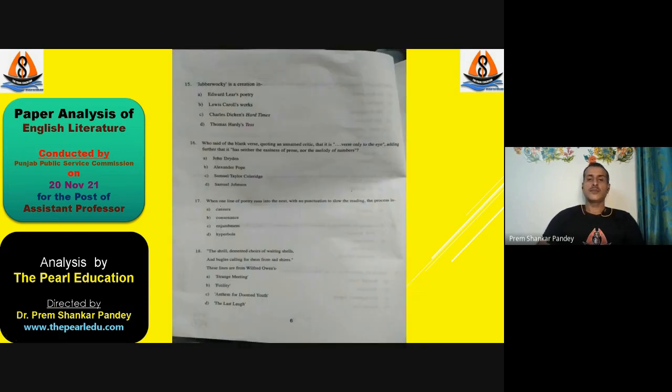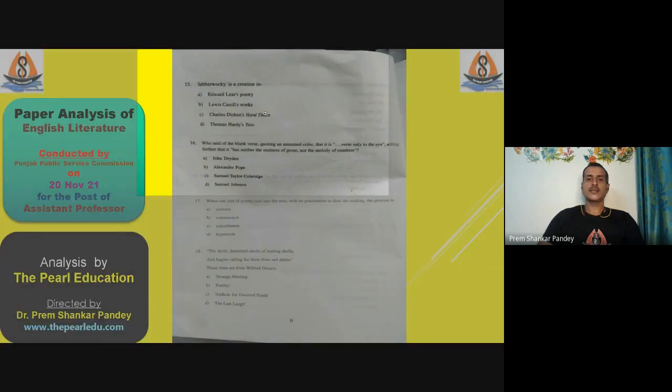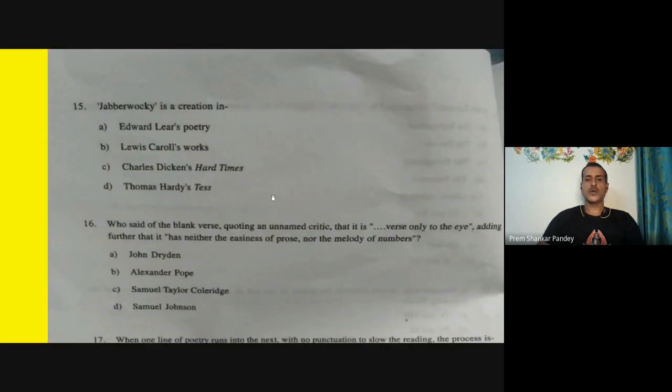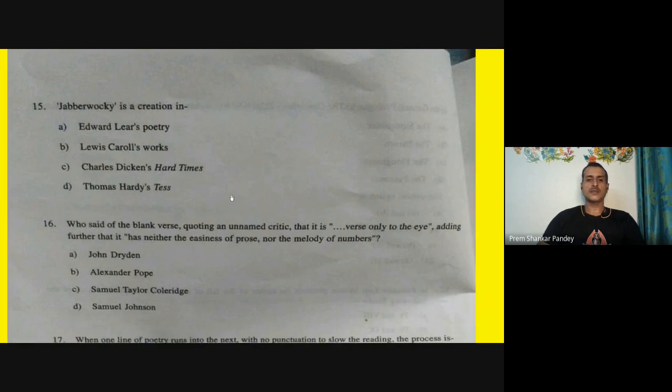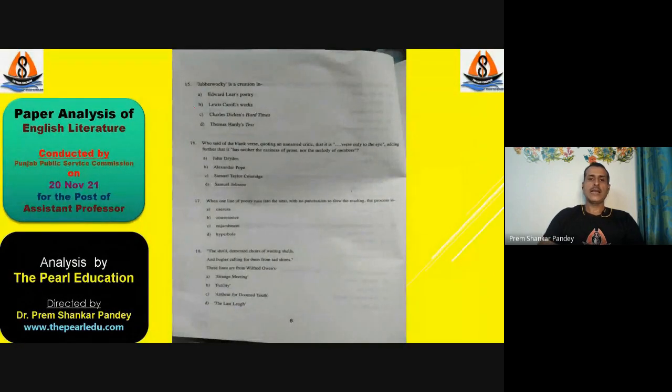Okay, moving to the next question, number 15. Jabberwocky is a creation of. As you know, Jabberwocky is a poem that appears in a children's novel. Yes, Alice in Wonderland. This poem appears in Lewis Carroll's works. Alice in Wonderland. So Lewis Carroll is the right answer.